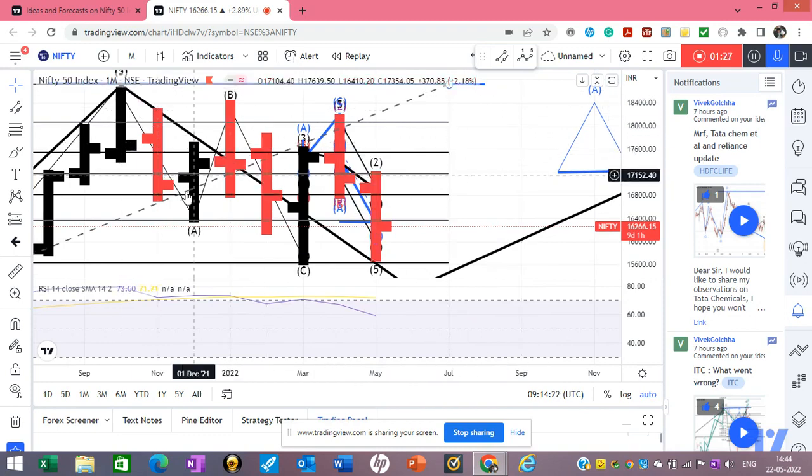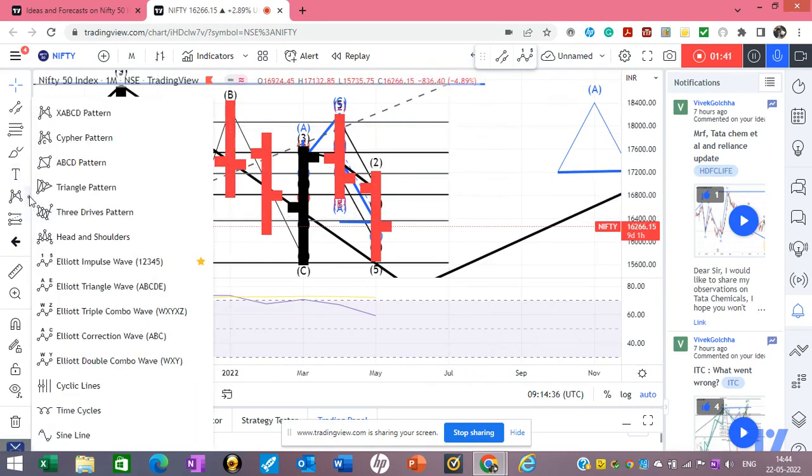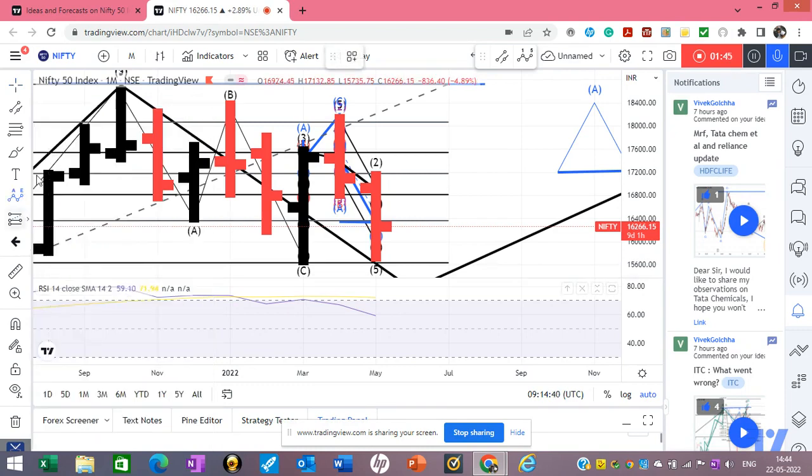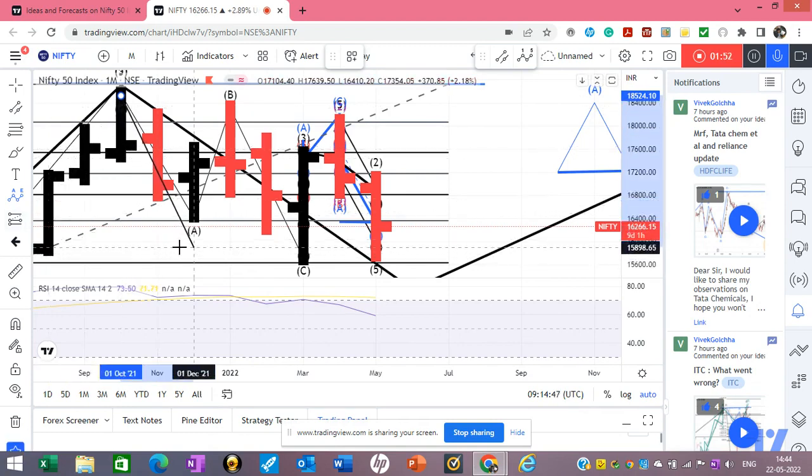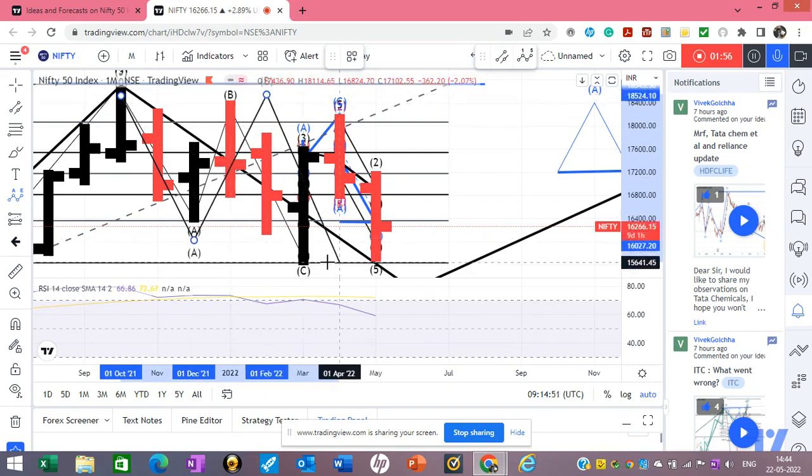Generally, this kind of pattern appears at the start of wave A, and this is called a wedge shape pattern. In wave theory, we call this pattern a wedge shape pattern, and in other words, it can also be called an ending diagonal pattern, leading diagonal, sorry. B, C, D, and E.